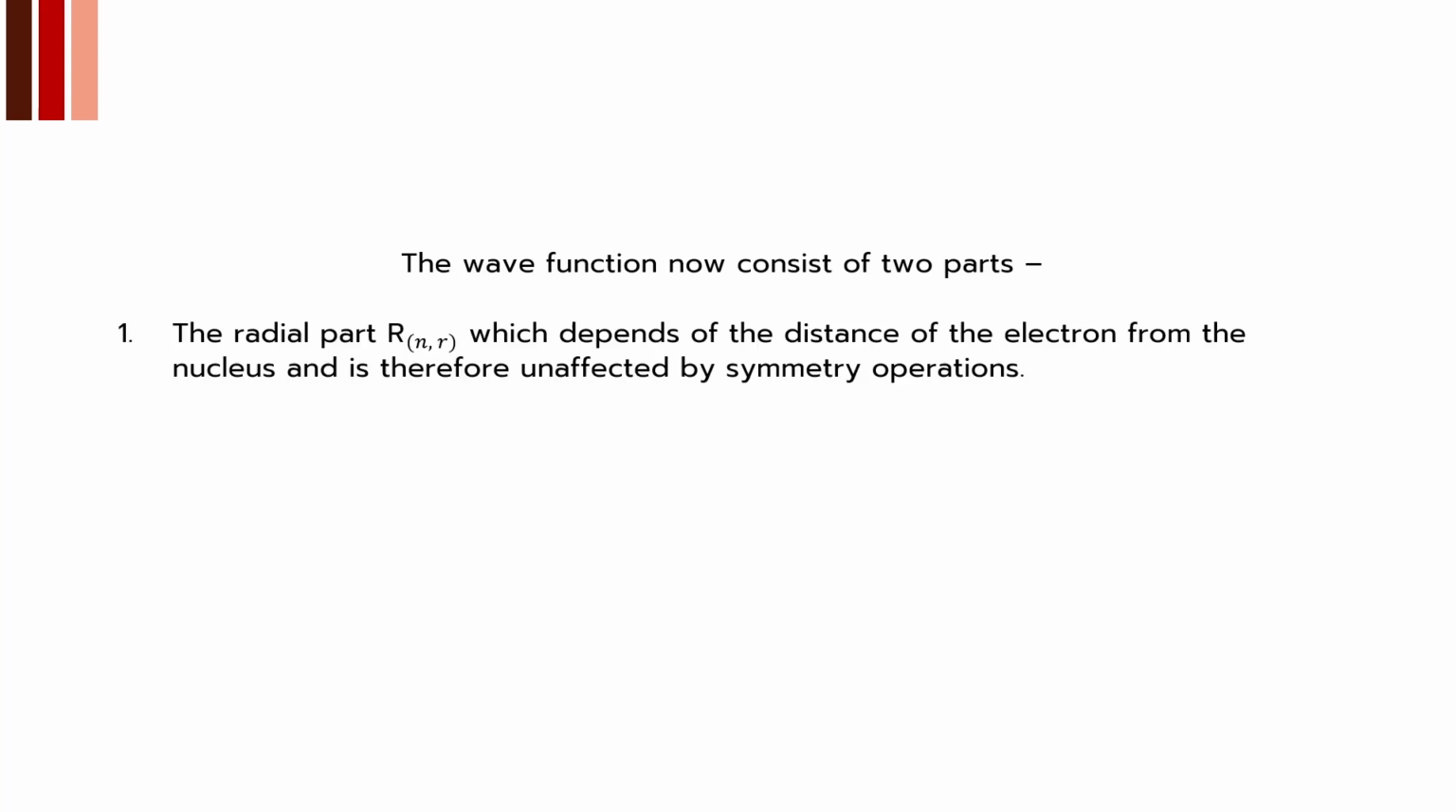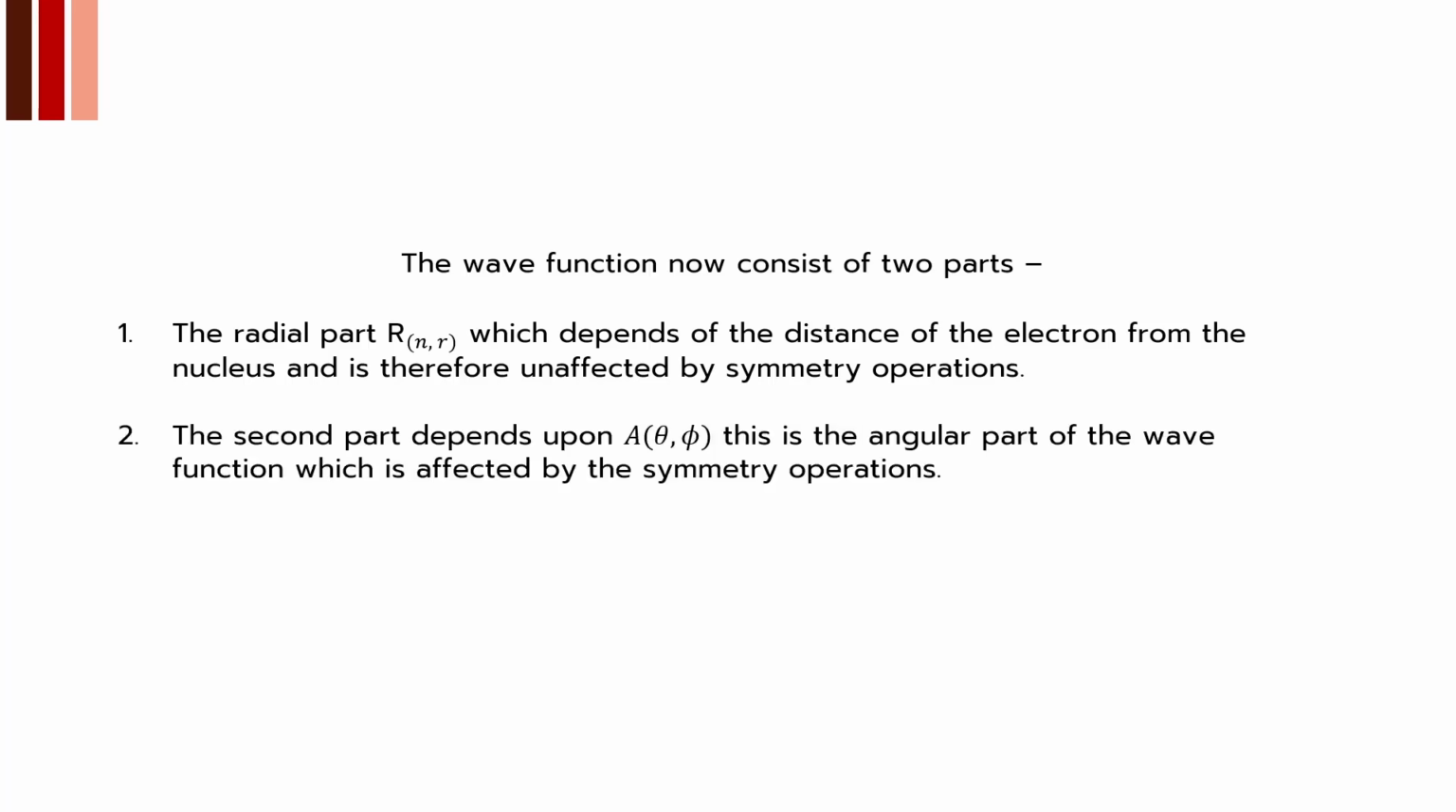When you talk about the Schrodinger wave equation, it has two major components. The first component is the radial part. The radial part depends only on the principal quantum number n and r, which is the distance of the electron from the nucleus, and therefore it is unaffected by symmetry operations. However, the second part depends on both theta and phi, that is the angular part of the wave function, and this is affected by the symmetry operations.